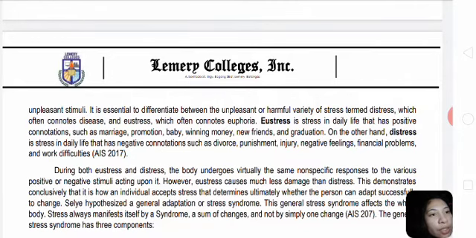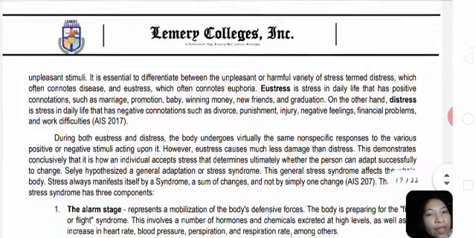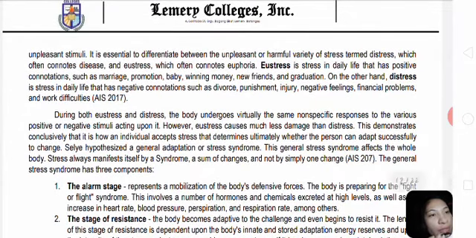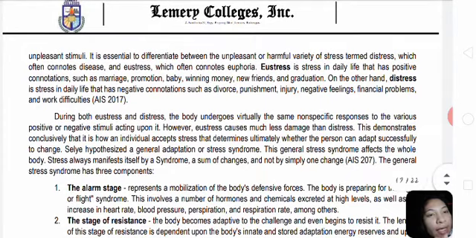Eustress is stress in daily life that has positive connotations, such as marriage, promotion, baby, winning money, new friends, and graduation. On the other hand, distress is stress in daily life that has negative connotations, such as divorce, punishment, injury, negative feelings, financial problems, and work difficulties. AIS 2017. During both eustress and distress, the body undergoes virtually the same non-specific responses to the various positive or negative stimuli acting upon it.